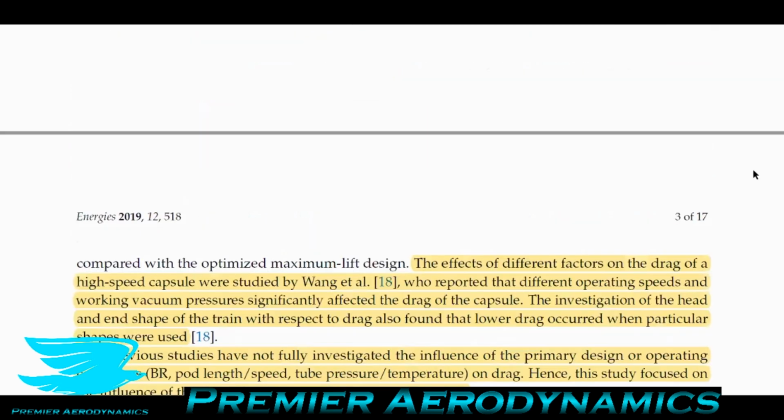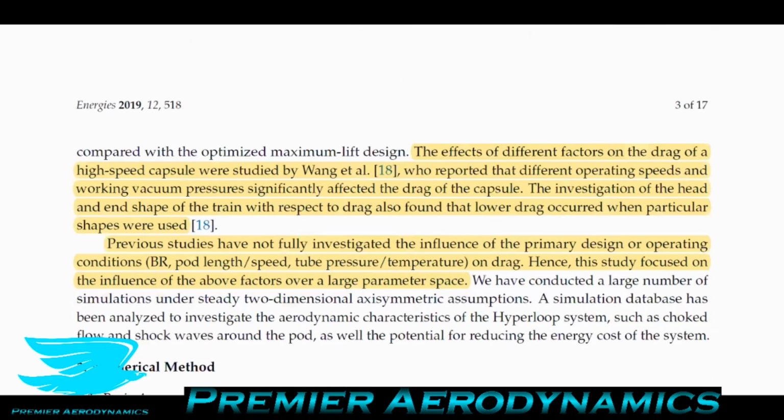So that makes sense. The effects of different factors on the drag of a high-speed capsule were studied by a few researchers, who reported that different operating speeds and working vacuum pressures significantly affect the drag of the capsule. In the investigation of the head and end shape of the train with respect to drag, it was also found that lower drag occurred when particular shapes were used, which makes sense.